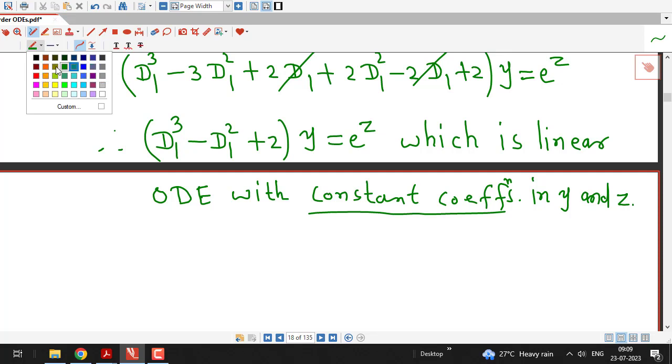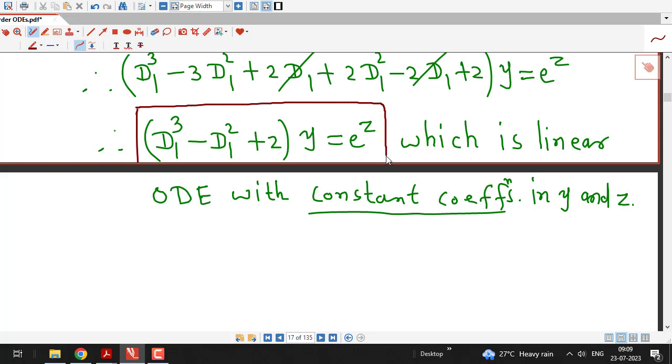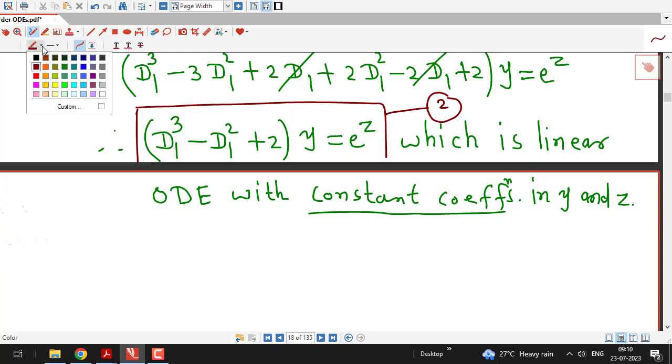And we know the methods of solving differential equations with constant coefficients. So using those methods we will obtain the solution in terms of y and z, and after we obtain this solution, we will replace this e raised to z by x, or z by log x. So now we have to solve this equation number 2.